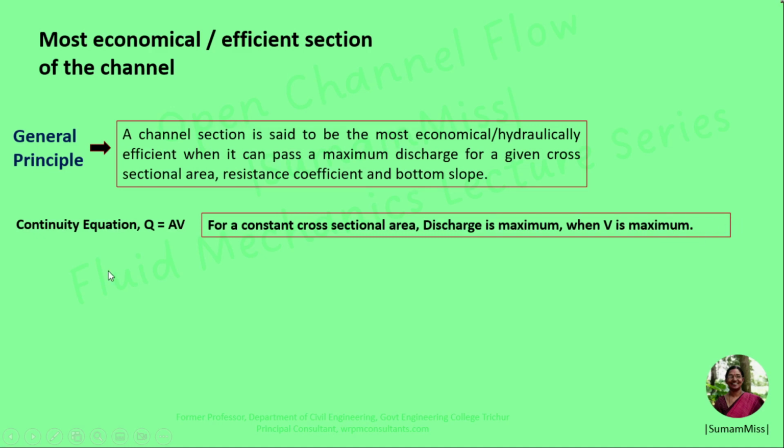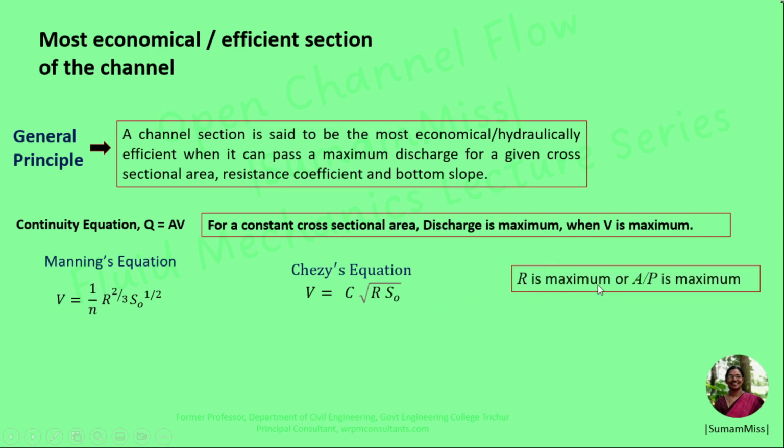maximum. So the equations available for the computation of uniform flow velocity are Manning's equation, that is V equal to 1 by N R raised to 2/3 and S naught raised to half, and the other equation is Chezy's equation, that is V equal to C into root of R into S naught. For a given channel roughness and bottom slope, velocity is maximum when hydraulic radius is maximum. R is maximum, or R, which is equal to A by P, is maximum. Or we can say that P is minimum.